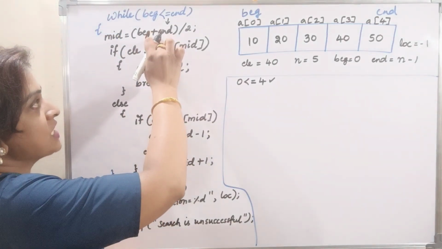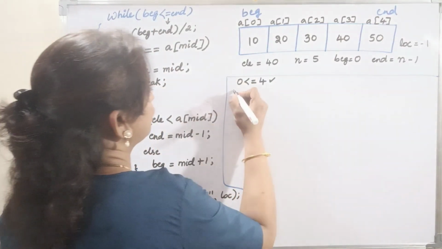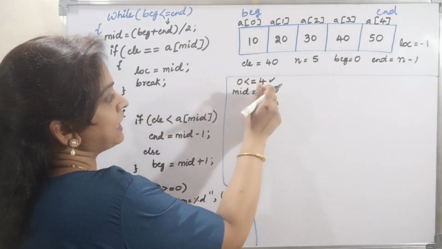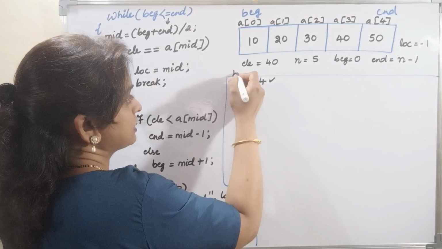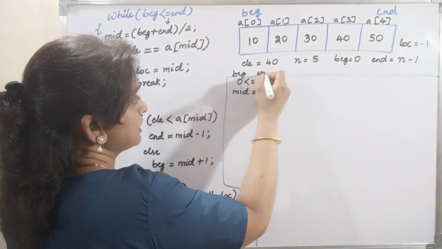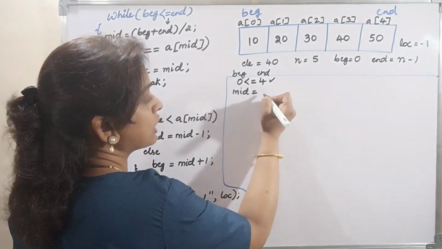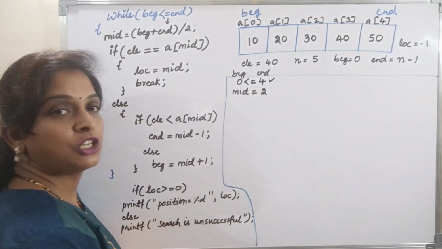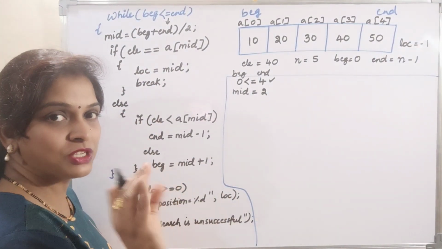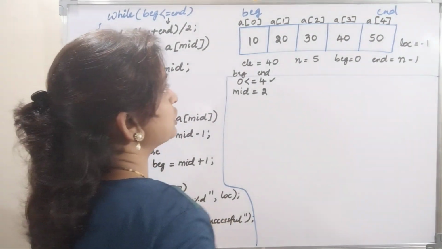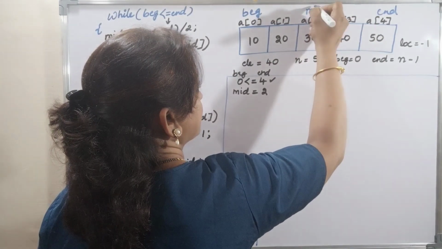The first task that I need to do is find the mid position. It is beginning plus ending divided by 2. So this is beginning and this is ending: 0 plus 4 divided by 2. So it is 4 divided by 2 which is 2. So the mid value is 2. Now I can say the mid position is 2. Let me write it here.